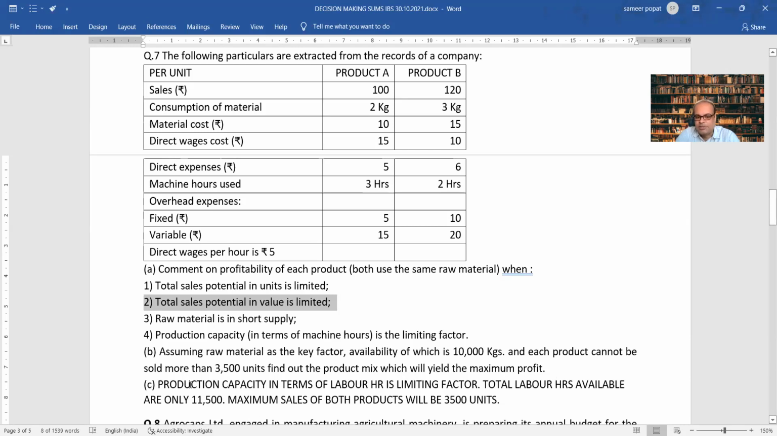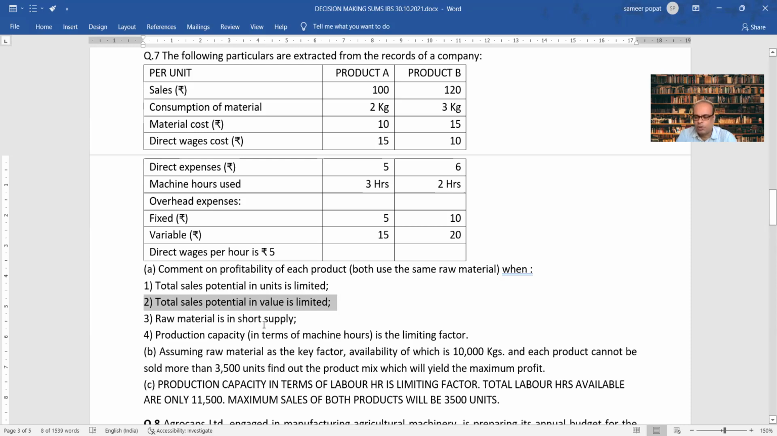Point number C: production capacity in terms of labor hour is limiting factor. Total labor hours available are only 11,500. Maximum sales of both the products will be 3,500 units again. So let us first concentrate on point number A, where we need to comment on the profitability of each product. Both use the same raw material. So here we need to comment which product is more profitable if these are the key factors.